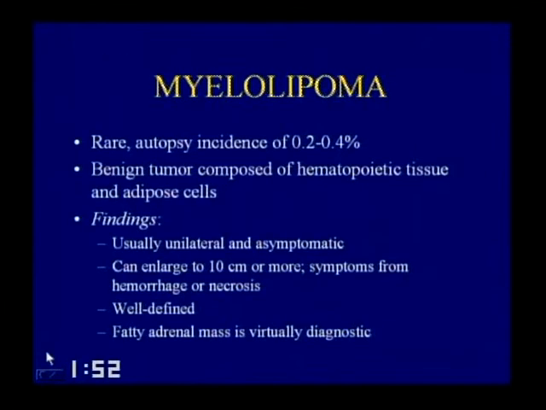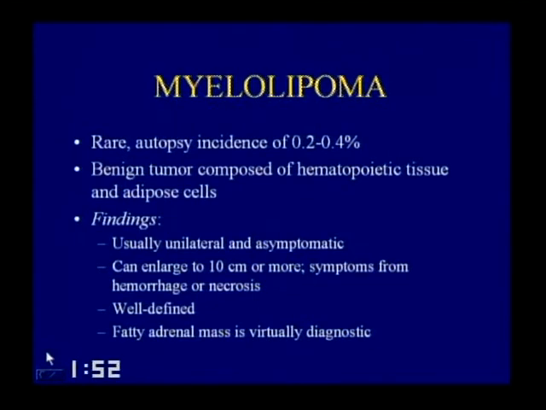So, to move on to other more incidental findings, let's go on to the myelolipoma of the adrenal gland, which is a rare but benign tumor that's composed of hematopoietic tissue and adipose cells. These are typically unilateral, asymptomatic, frequently just discovered incidentally. Though they can enlarge, they can get as high as 10 centimeters or more, in which case they get prone to hemorrhage and necrosis and can become painful. They're well-defined lesions, and what you're looking for is macroscopic fat. Macroscopic fat is pretty much diagnostic of a myelolipoma.